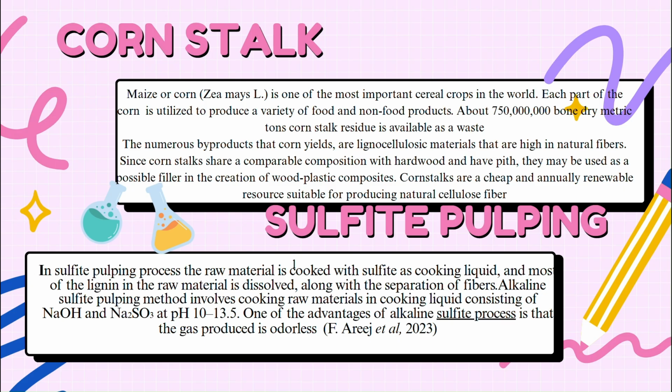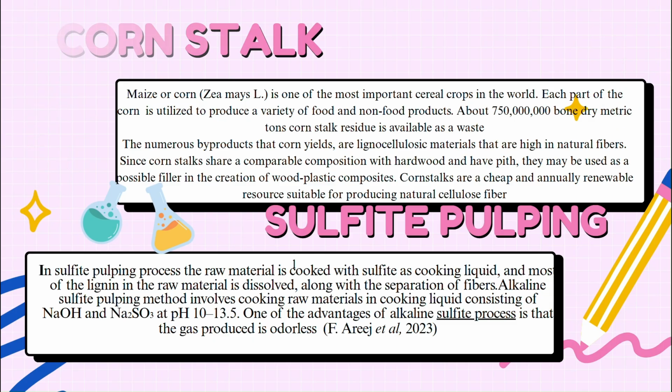Sulfite pulping. In the sulfite pulping process, the raw material is cooked with sulfite as a cooking liquid, and most of the lignin in the raw material is dissolved. Along with the separation of fibers, the alkaline sulfite pulping method involves cooking raw materials in cooking liquid consisting of NaOH and Na2SO3 at pH 10 to 13.5. One of the advantages of the alkaline sulfite process is that the gas produced is odorless.